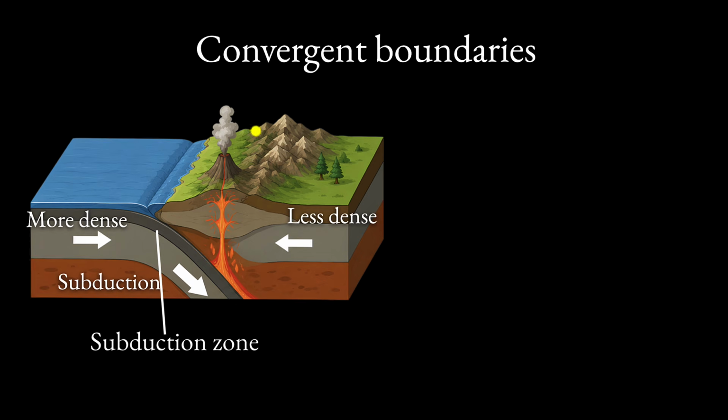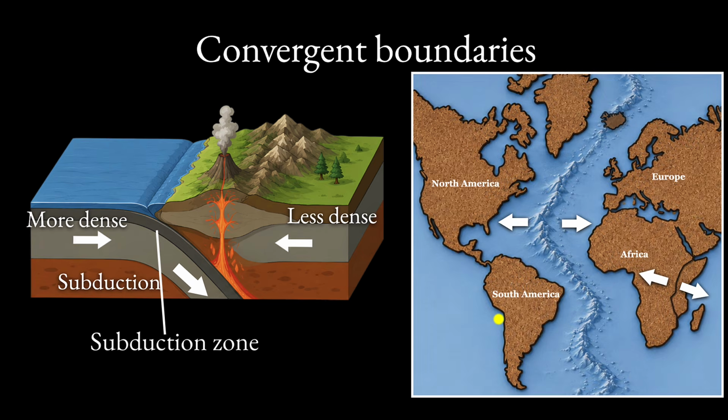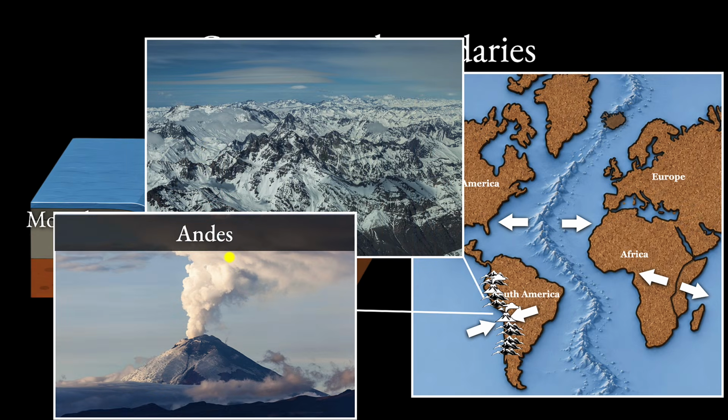First of all, the crust can crumple and form mountains. But secondly, as the denser plate subducts, it carries some water below, and that water causes the mantle to melt and rise up as magma and causes volcanoes. A famous example of this is the Andes. The South American plate is moving into an oceanic plate called the Nazca plate. This creates the Andes mountain ranges, which also have volcanoes.